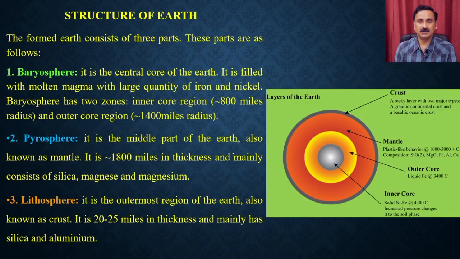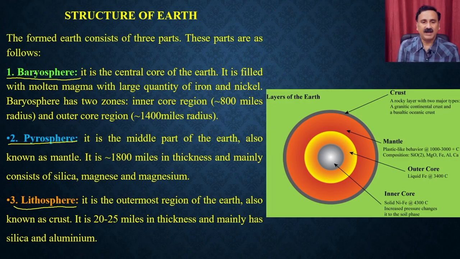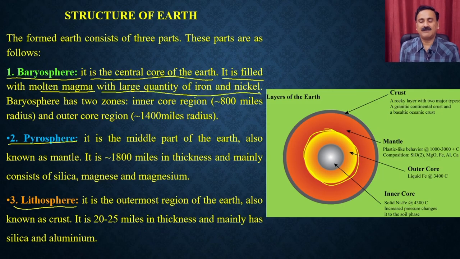Now if you see the structure of the earth, the earth has different layers, and these layers are as follows. You have the barosphere, the pyrosphere, and the lithosphere. I am talking about the solid mass here, right? So you have the barosphere, which is the central core of the earth, and it is filled with molten magma with a large quantity of iron and nickel.